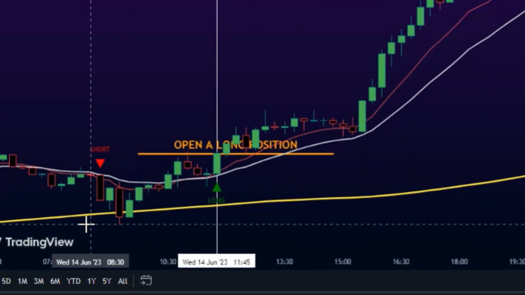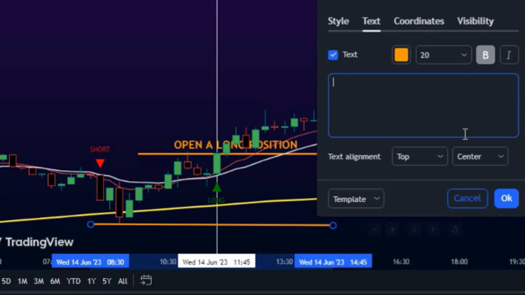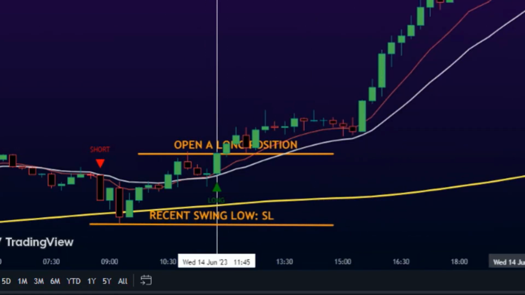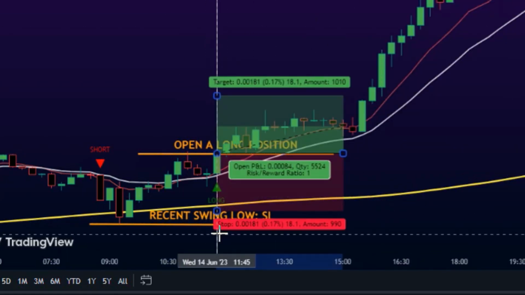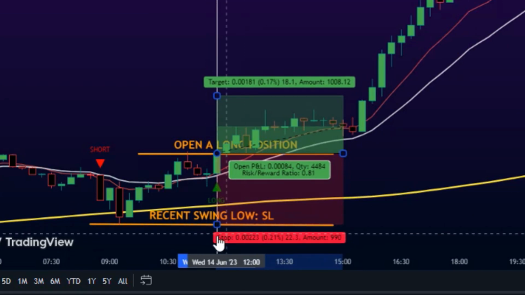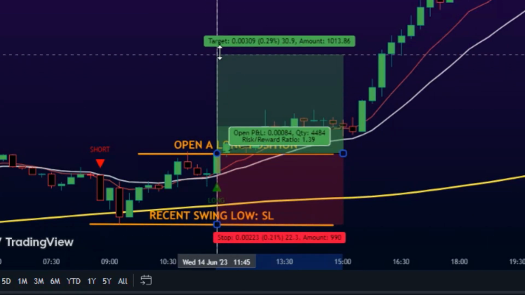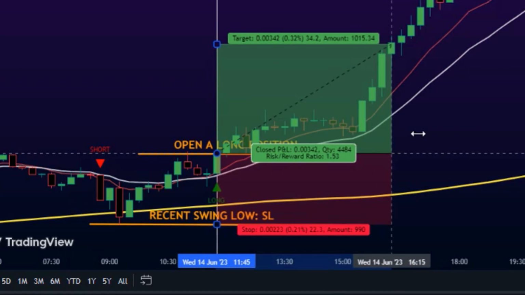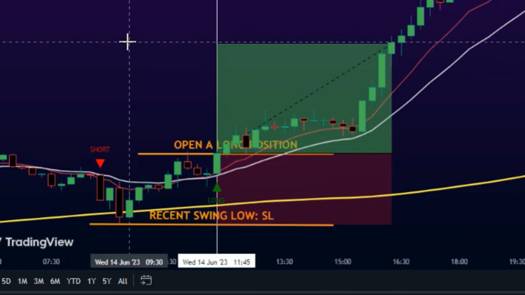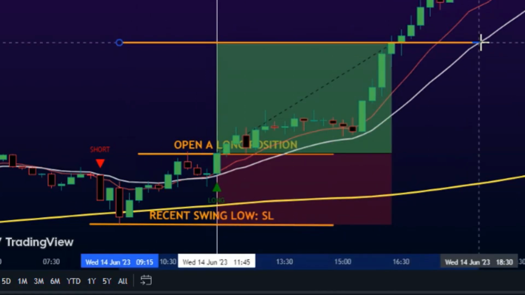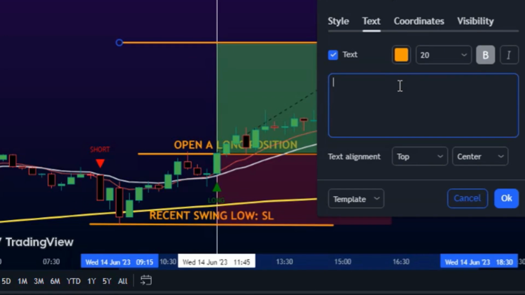Then place your stop loss just below the last swing low to limit your risk. And as soon as you're comfortable, take some profit off the table and secure at least your initial risk amount at a 1 to 1.5 risk reward ratio to ensure your profit.